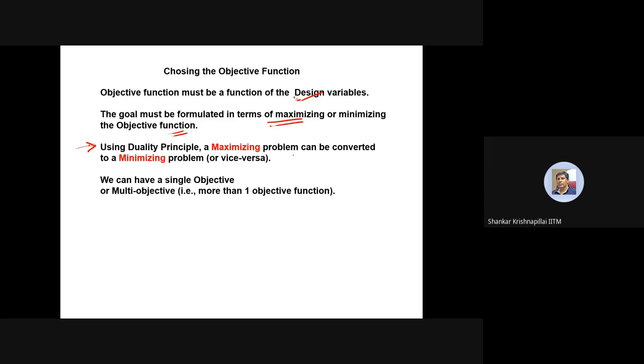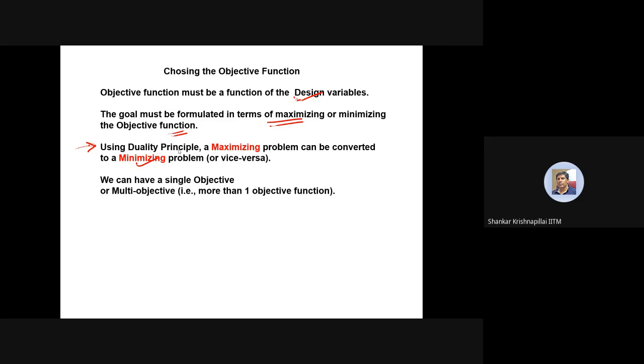Okay, a maximizing problem can be converted to a minimizing problem. Like I said earlier, some optimization algorithms will do only minimization. If you want to do a maximization problem, what you have to do is take the negative of the objective function and give it to the algorithm. Then it will minimize the negative of the objective function and you'll get the maximization. Now that is a useful trick.